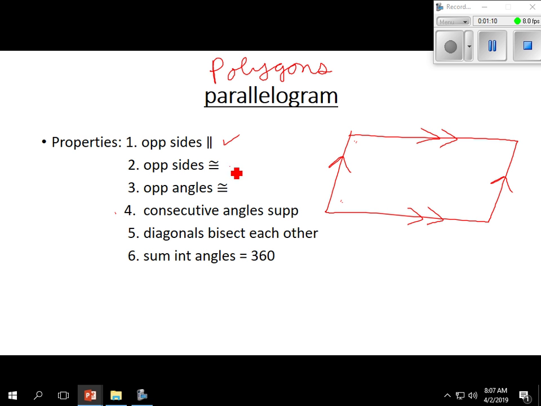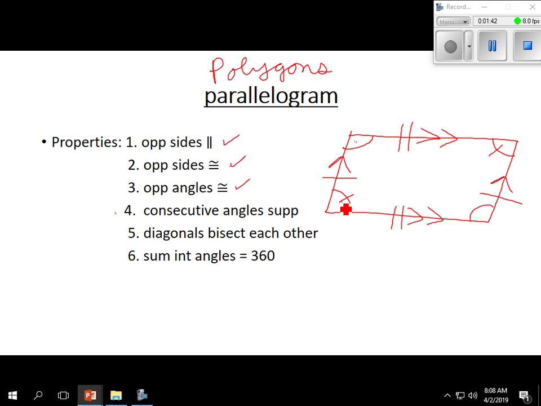Opposite sides are also congruent in a parallelogram. So this side has to be the same length as that side. This side has to be the same length as that side. I would draw all this on your notes so that you know all these different things are true about every single parallelogram or whatever shape it is we're dealing with. Number three, opposite angles are congruent. So this angle has to be congruent to that angle. This angle has to be congruent to that angle. Always in a parallelogram.